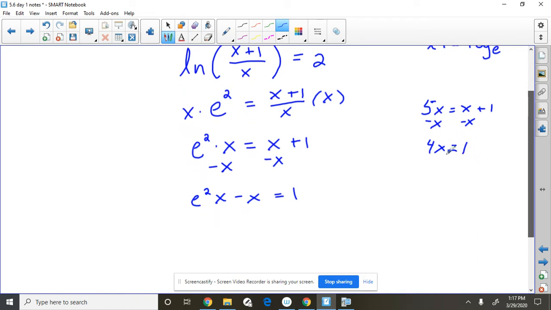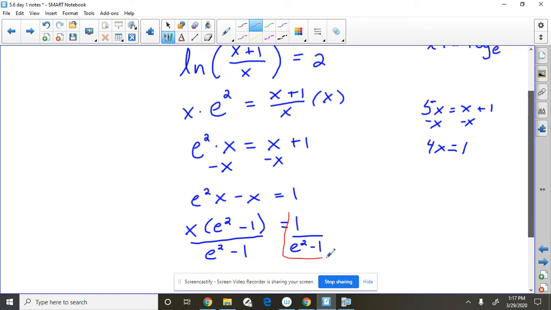So again, if we go back to our linear equation over here, I would take whatever's multiplying x and divide both sides by it. So here I need to know what's multiplying x. I'm going to factor the x out. I have e squared times x minus 1 times x. So the x comes out front, and it's x times the quantity, e squared minus 1 equals 1. Now I can divide both sides by the coefficient of x, the e squared minus 1. And if I want an exact value, this is my exact value.